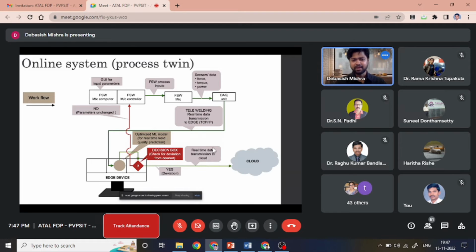However, if there is a deviation from the desired weld quality, the online system takes that batch of sensor data, which is coming in real time, to a cloud where we had another optimized machine learning model.